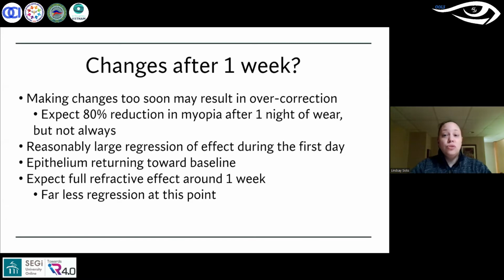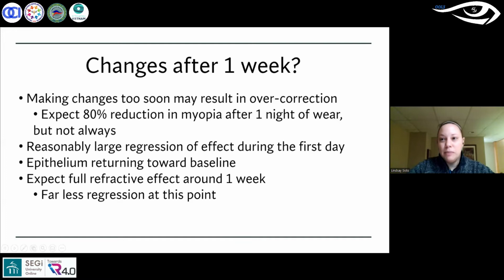So making changes too soon can actually result in overcorrection because you think you're not getting enough treatment, and so we increase the target. And then you can actually end up overcorrecting the patient. And that can cause other issues, especially binocular vision issues and things like that. So remember that we expect after 1 night of wear a 75 to 80% reduction in the level of myopia. But that's not always the case. So just because you have a 2 diopter myope doesn't mean you're going to be at -0.5 uncorrected after 1 week of wear. You may still have some residual myopia there. So waiting longer can be the key.